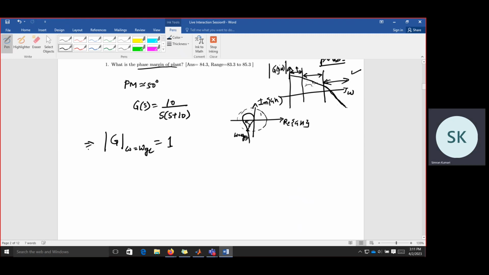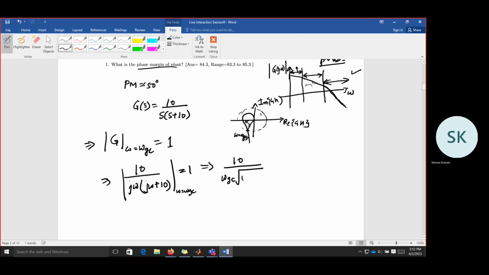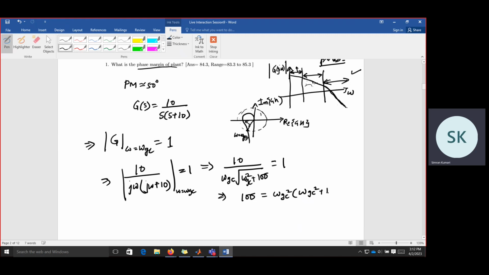So at the gain crossover frequency, the magnitude of the transfer function of the plant will be equal to 1. We'll just equate this: 10 over j omega plus 10, this is equal to 1. Now this would be 10 by omega GC times the square root of omega GC square plus 100, equal to 1. If we try to equate this, this would be 100 equal to omega GC square times omega GC square plus 100.